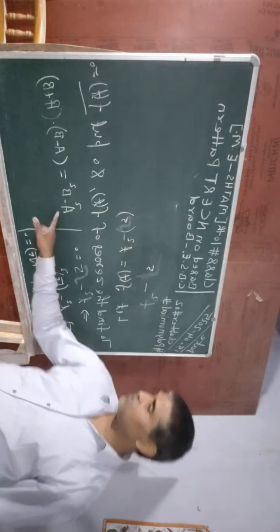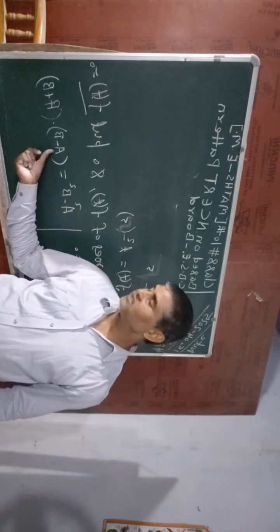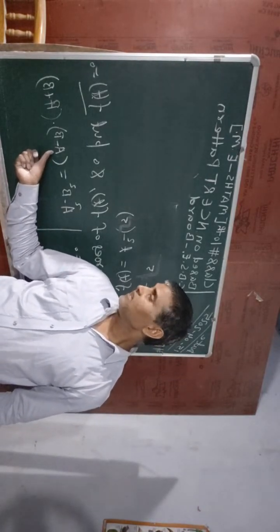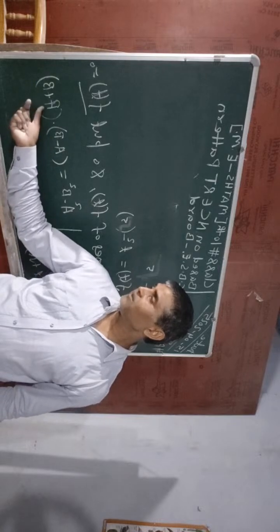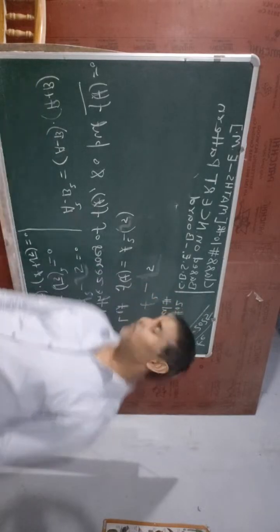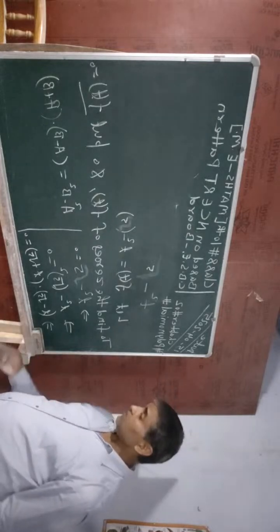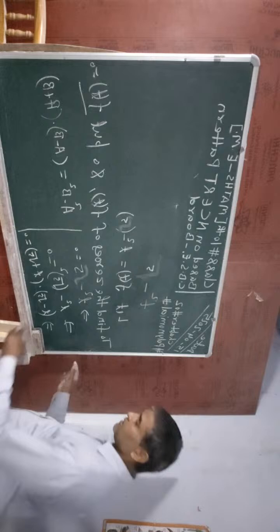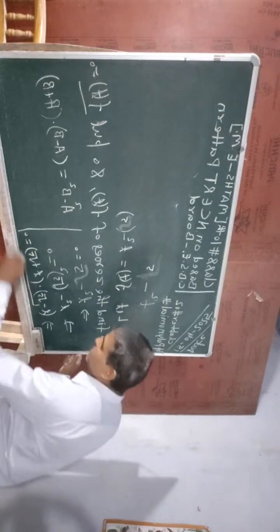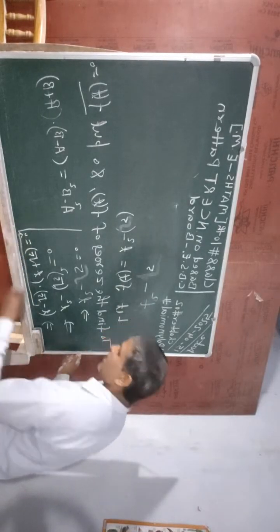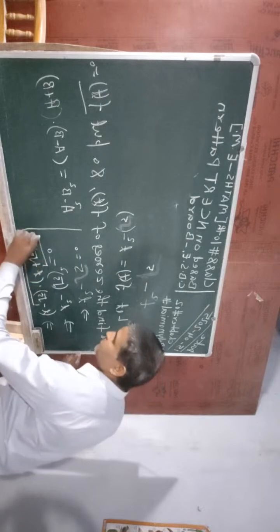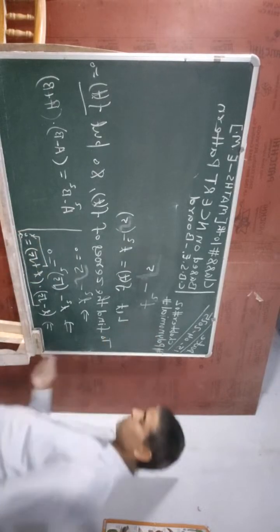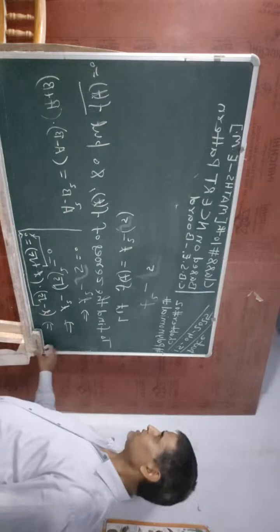Okay student, a square minus b square is equal to, in the first bracket I am writing a minus b, in the second bracket I am writing a plus b. So it means that the multiplication of these two terms is 0. It means that this term will be 0 or this term will be 0.